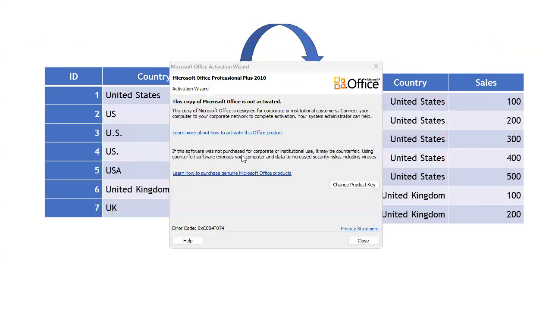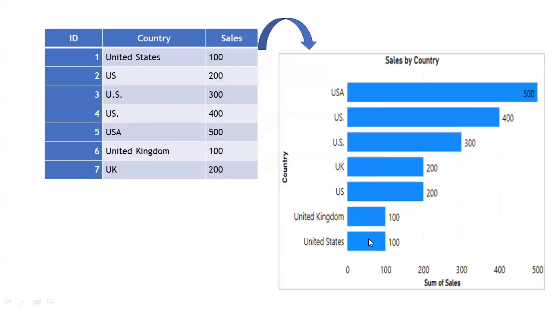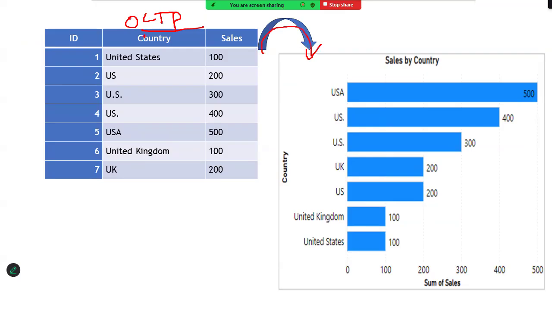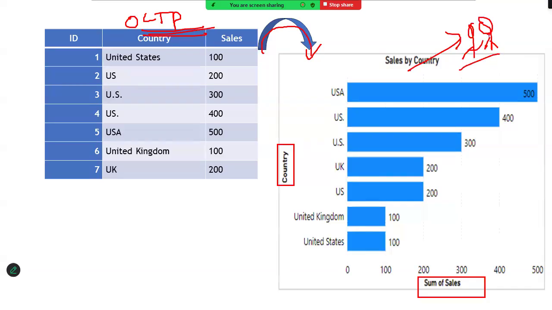Okay, now go to the next slide. This time, this is how the data will be in the OLTP. I'm trying to create this visual directly on OLTP, showing country-wise sales. I share this visual with my company people, and they said this visual is wrong. Why is this visual wrong?